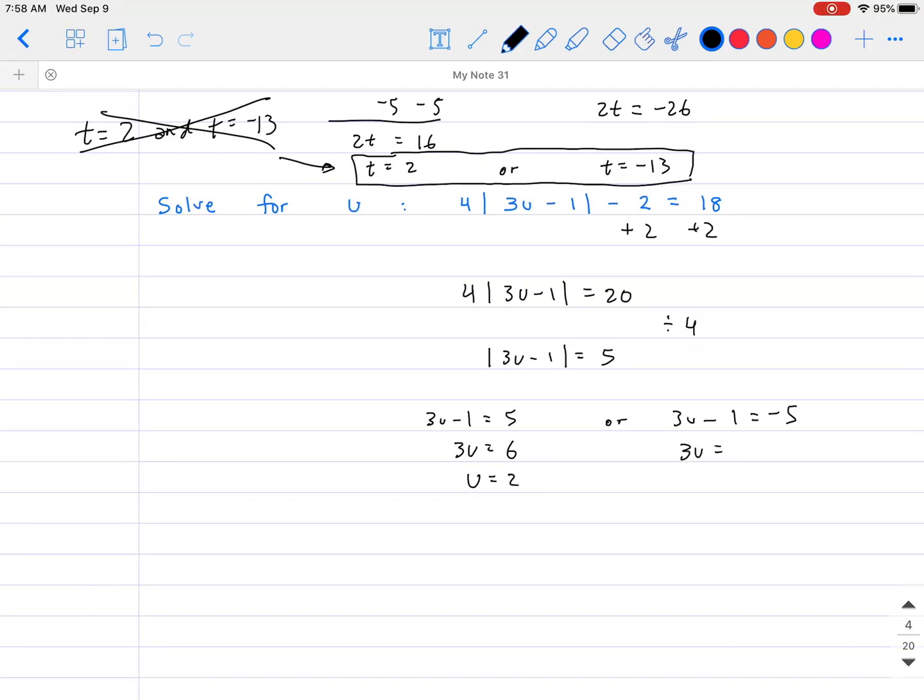So u is equal to 2, that's 1 solution. And for the other part, 3u is equal to negative 4. Be careful because you're adding 1 to both sides then. And so u would then be equal to negative 4/3. So those are my 2 solutions, and I'm going to go ahead and box them. And there you go. Okay.